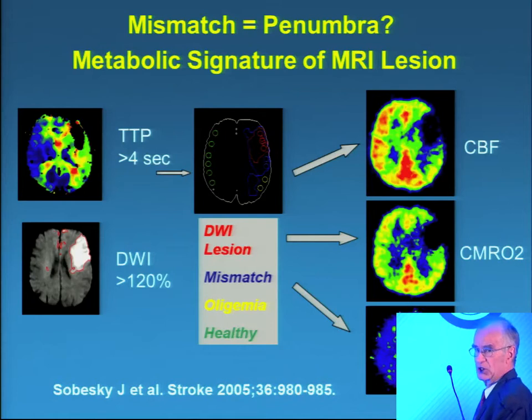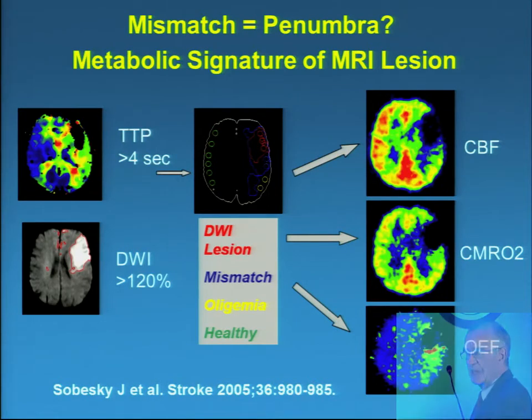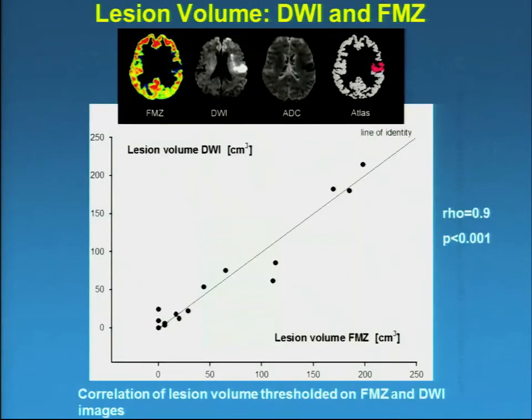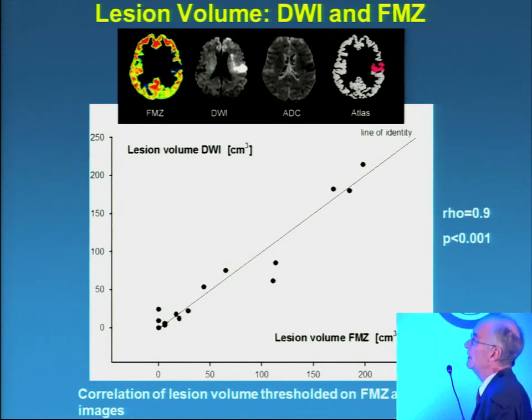By the increase in oxygen extraction fraction, you demonstrate the penumbra, because this is tissue which is still alive and can survive if you reperfuse. Then the first thing is to indicate if there is irreversible damage of the tissue. And for that you use diffusion-weighted imaging. Diffusion-weighted imaging corresponds quite well to the size of the defect in oxygen metabolism, indicating irreversible damage.